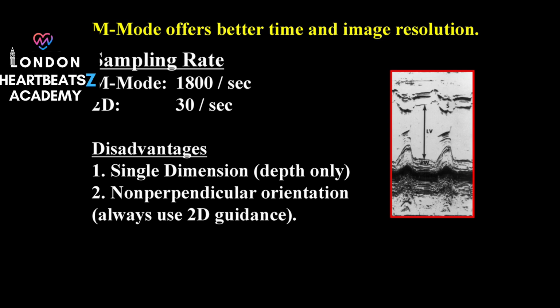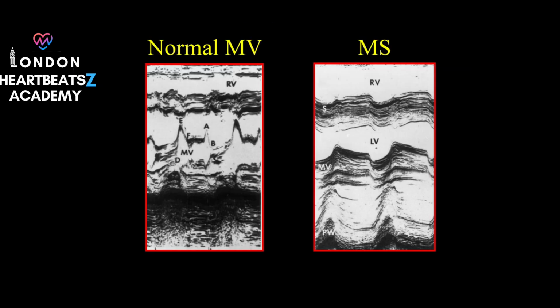I'm curious, you mentioned that it complements 2D and 3D imaging. Why is that? If those technologies offer more comprehensive views of the heart, what makes M-mode still so valuable? The key lies in its superior temporal resolution. M-mode boasts an impressive sampling rate of around 1,800 per second, compared to 2D echocardiography, which typically samples at 30 per second. This means M-mode can detect incredibly subtle, rapid movements that could be missed by other methods.